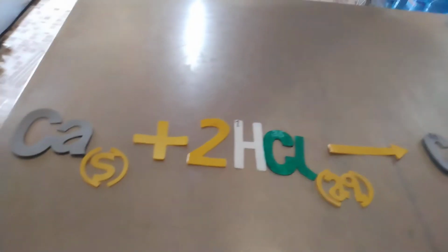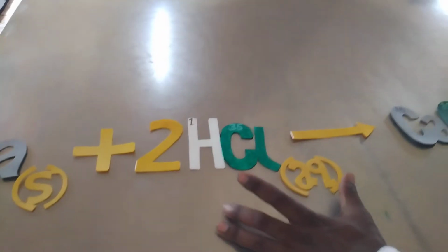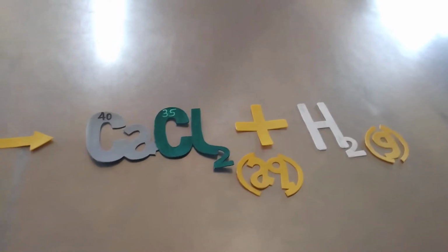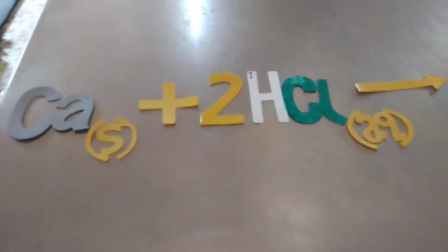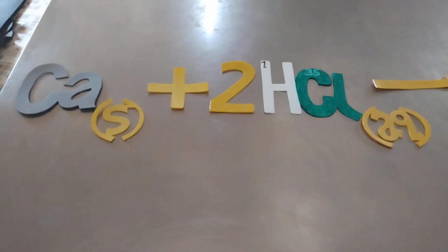Now, for this reaction, we have an equation here. It is the reaction between calcium metal and dilute hydrochloric acid. Calcium chloride is a product, and hydrogen is also a product. For you to be able to write an ionic equation, you must know the states of the reactants and the products.